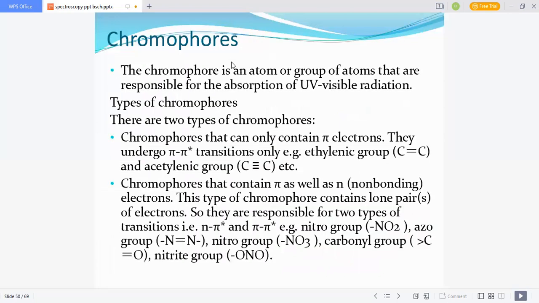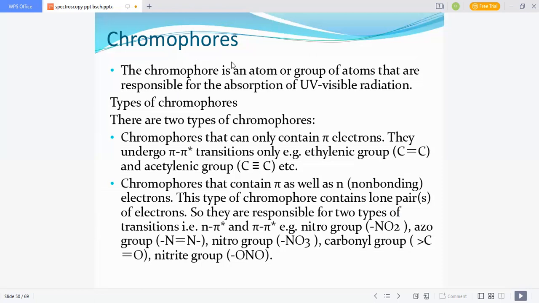Chromophore. The chromophore is a group of atoms that is responsible for the absorption of UV visible radiation. Types of chromophore. There are two types of chromophore. Chromophores that contain only pi electrons.